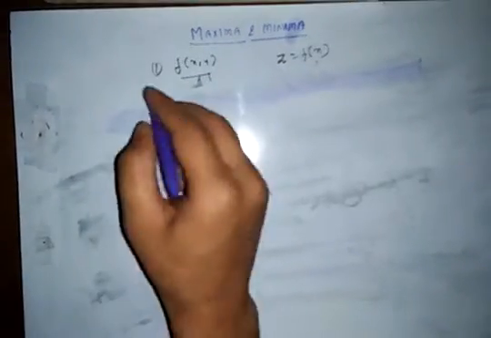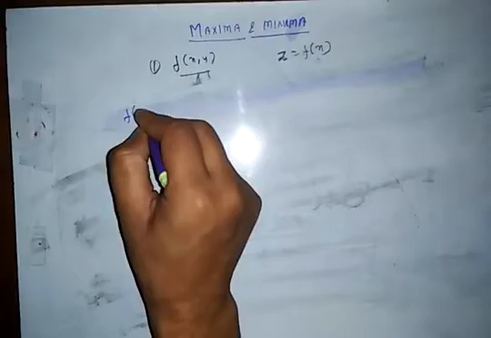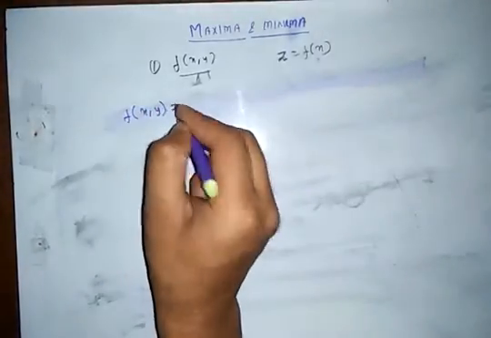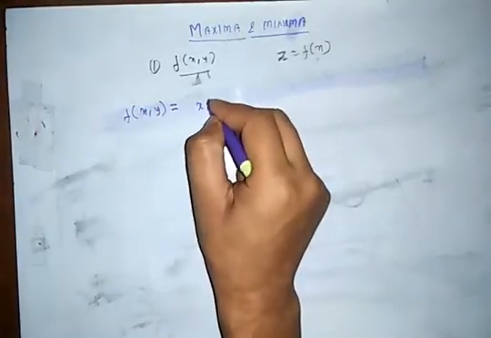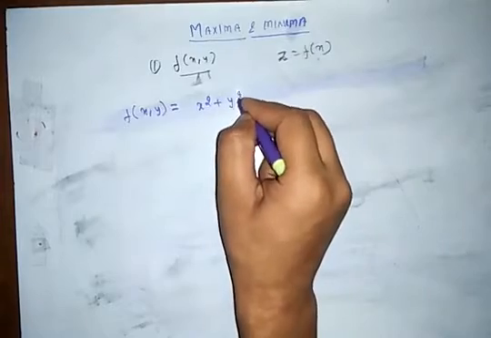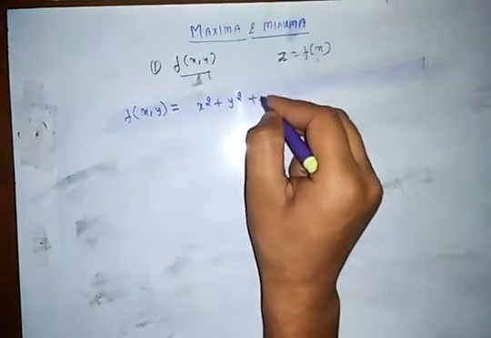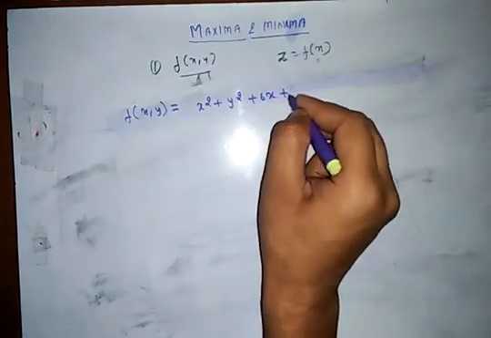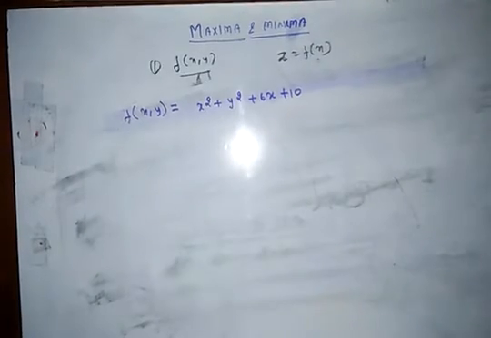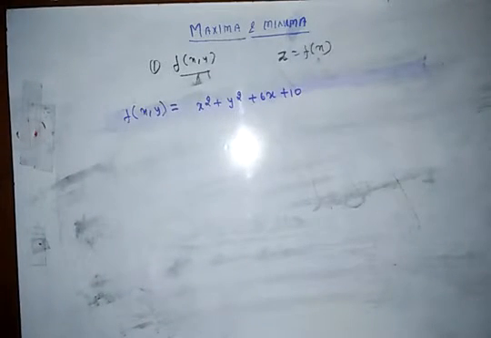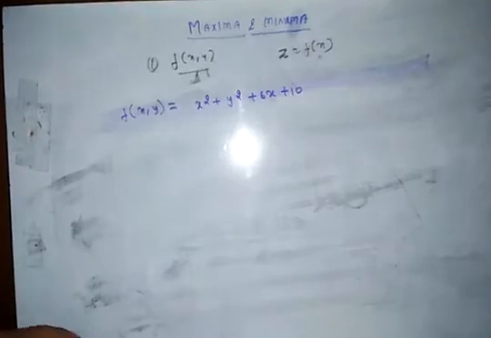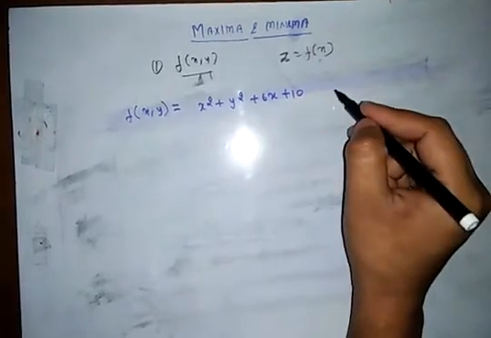The question is a two variable function f of x and y, equal to x square plus y square plus 6x plus 10. You have to find the maxima and minima. The range is not given, so how can we find it? This is a two variable function.